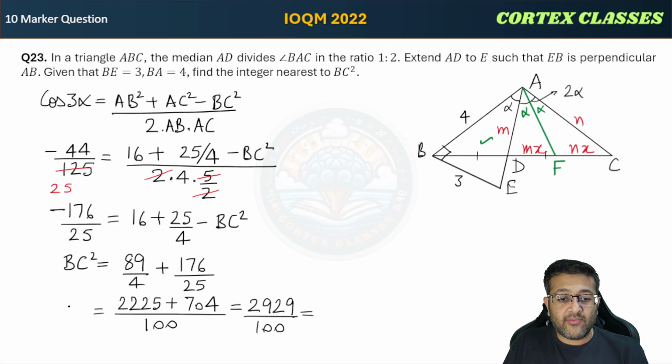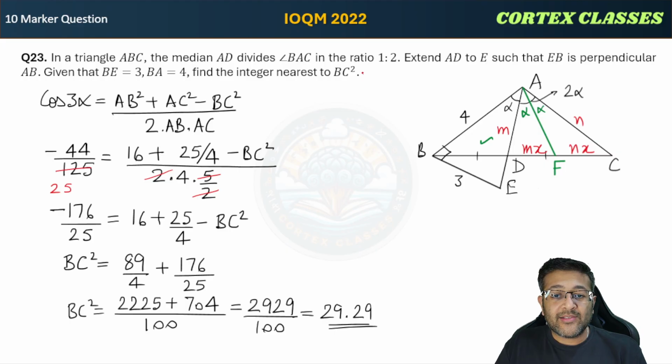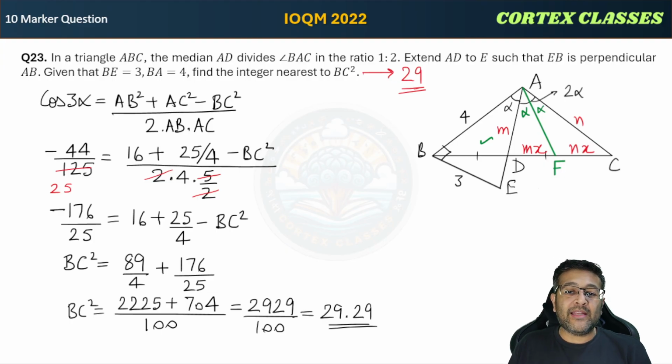So guys, what is the length BC square value? BC square value is 29.29. That is what we are getting, and we need to find the integer nearest to BC square. So guys, the corresponding integer that is the nearest would be 29. And I will round down, not round up. The rounding down will be happening because 29.29 hai. So the final answer is going to be 29. So that's how it was to be done.